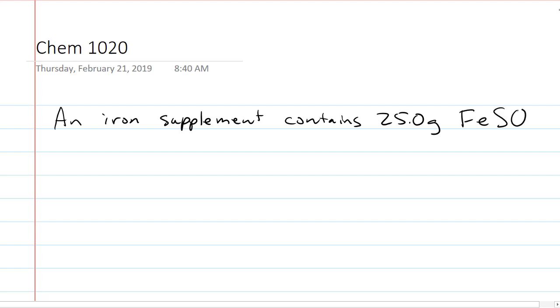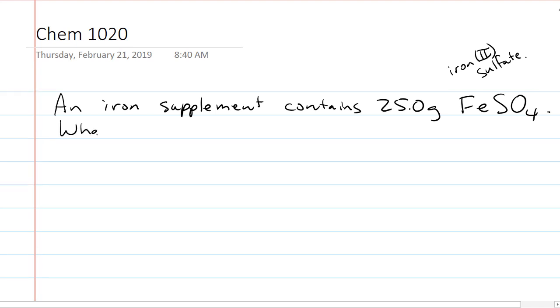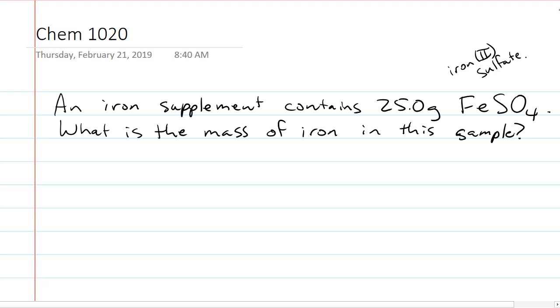And I think I heard somebody say it. Ferrous sulfate, exactly. That's the old name. The old name is ferrous sulfate. Today we would call this one iron(II) sulfate. But again, in the medications, they still call it ferrous sulfate. And we'd like to know, what is the mass of iron in the sample? Okay, what is the mass of iron in the sample?